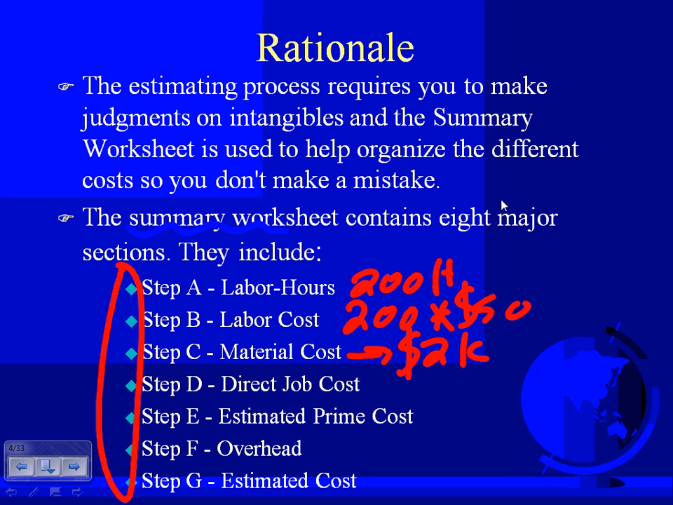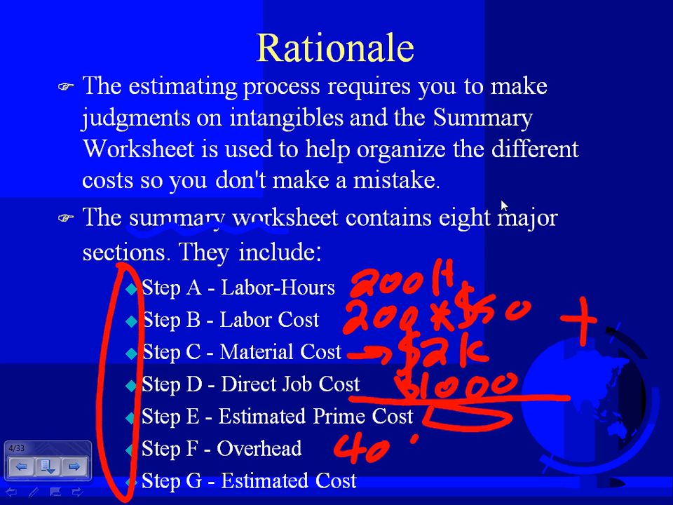Direct job costs, I have a permit I need to pay for this job, and that permit for the city is $1 grand. Estimate prime cost, guys, is adding them all together and putting them right here. Add them up, they call it estimate prime, right? Overhead, I'm going to apply a 40% overhead, 40% of this number, and then estimate cost is actually the prime plus the overhead. That's it. You're going to see it in the sheet.